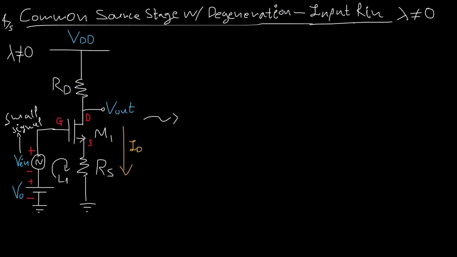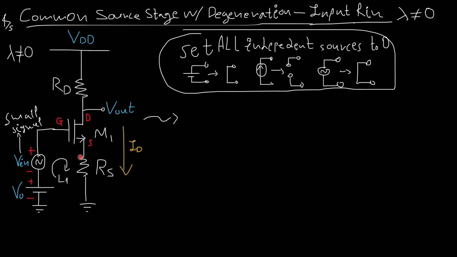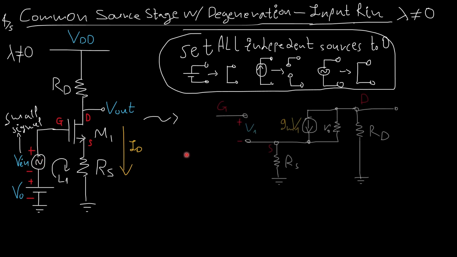Now, what if I had to measure the resistance Rin inside this configuration? Well, to measure input and output resistances, we must set all independent sources to zero. Set everything to zero. This includes my input small signal that I have at the gate. I draw the small signal model here. Again, I have channel length modulation.